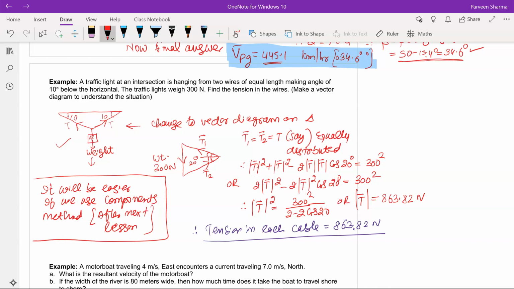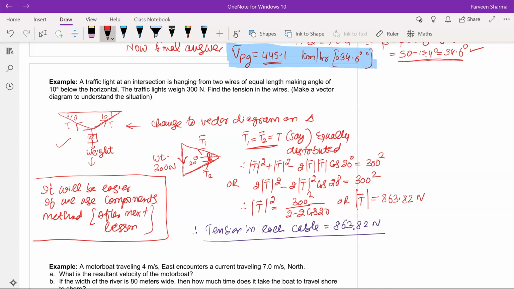Now we want to show this on a triangular vector diagram. So I exactly did this here. The weight is acting in the downward direction. This tension is at 10 degrees. So if you look at this one here, this tension, I put it here. This is also a 10 degree angle. This is also a 10 degree angle. The total head to tail angle comes out to be 20 degrees. I put T1 and T2, but they are actually equal. So the angle between them is 20 degrees, and the third side is given as 300 newtons. That's the resultant of these two tensions.